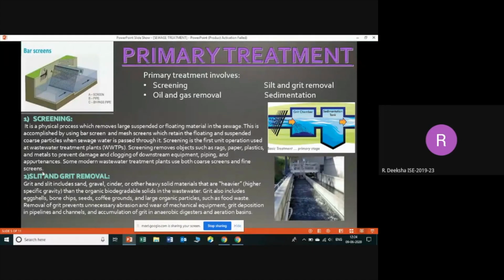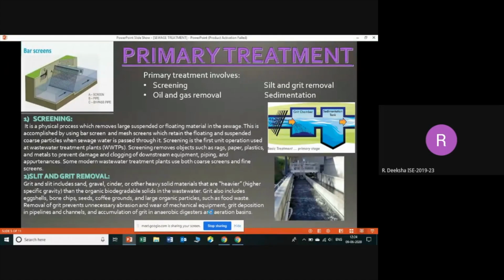So the next process is slit and grit. Slit and grit includes gravel, sand materials, and heavy solid materials, which are heavier than the organic biodegradable solids. It also includes eggshells, bone chips, seeds, coffee grounds, and large organic particles, which is basically from food waste. Removal of such grit and slit particles will not cause any damage to mechanical equipment, and it will not get accumulated and cause disturbance in anaerobic digesters.